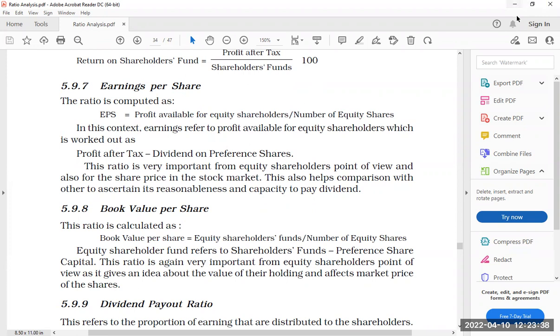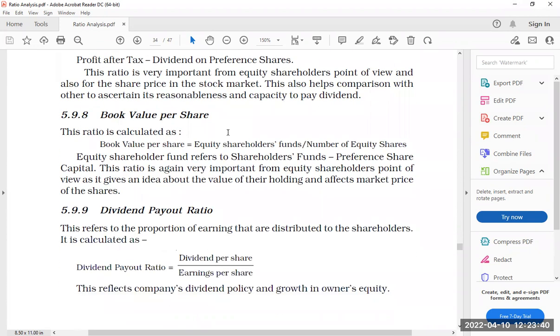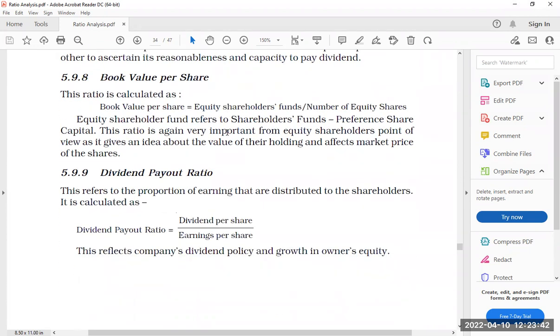Book value per share. What is book value? Book value means according to balance sheet, what is the value of one share? EPS is how much you are eligible to get for one share. Value of share means what is the value of your share in the company as per book, as per balance sheet. It's very simple. Net worth of the company divided by number of equity shares.